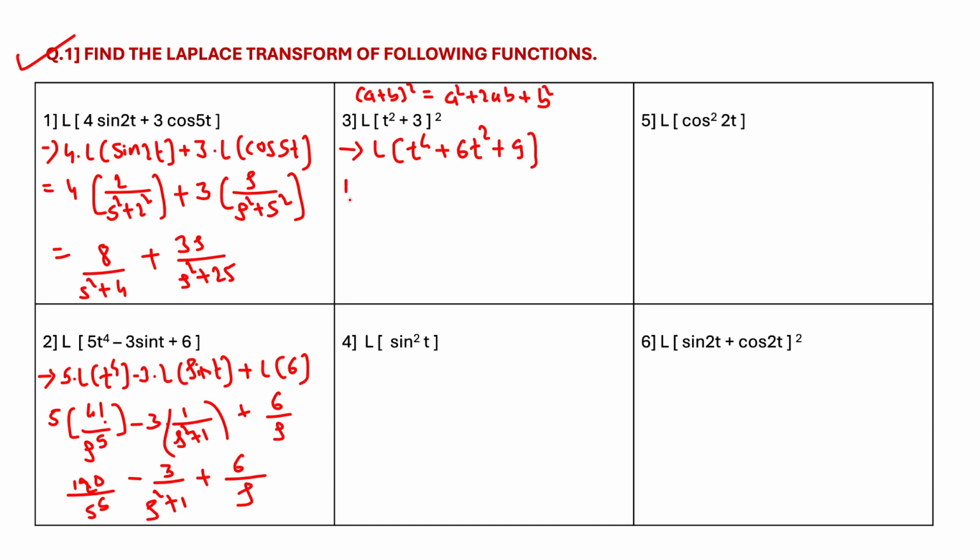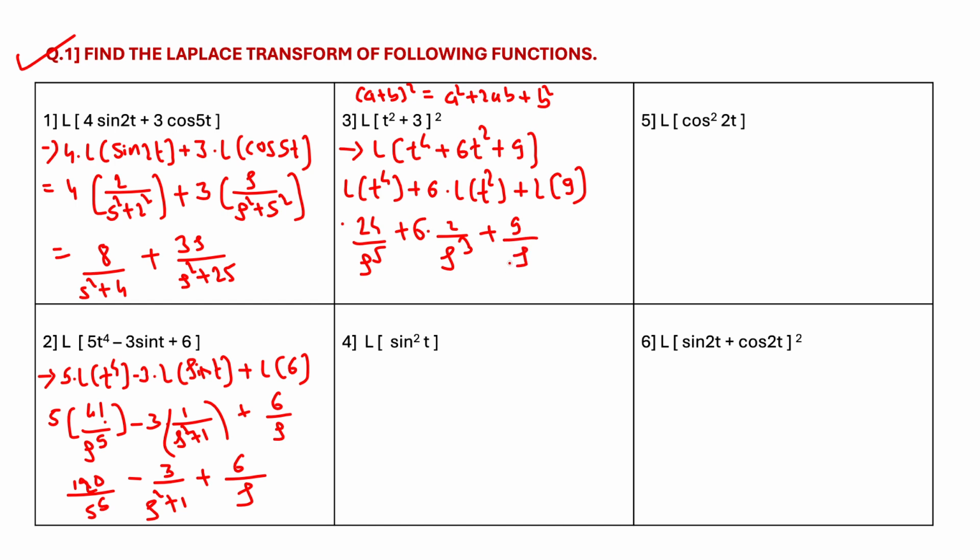Now apply Laplace to each term separately. So Laplace of t raised to 4 plus 6 constant, keep it outside, Laplace of t square and plus 9 is a single term, so keep it inside. So t raised to 4 Laplace will be, already we have seen here, 4 factorial upon s raised to 5. 4 factorial means 24 upon s raised to 4 plus 1 is s raised to 5 plus 6. T square Laplace will be 2 factorial means 2 upon s raised to 2 plus 1 will be 3 and plus Laplace of 9 will be 9 by s, okay. So in this way you can find Laplace of this kind of question.